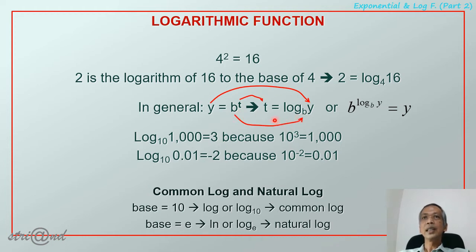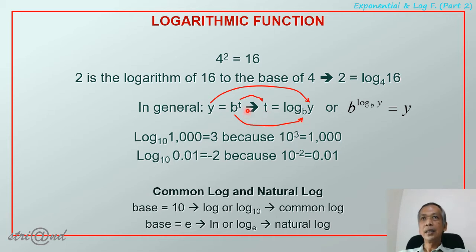So basically the relationship between t and y is the same as the relationship between t and y in the exponential function. We have the same relationship between y and t, both in the exponential and in the logarithmic function, only it is expressed in a different way. In the exponential function, the dependent variable is y, and in the logarithmic function, the dependent variable is t.